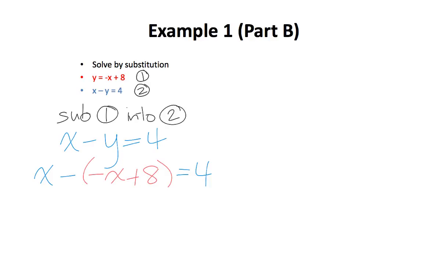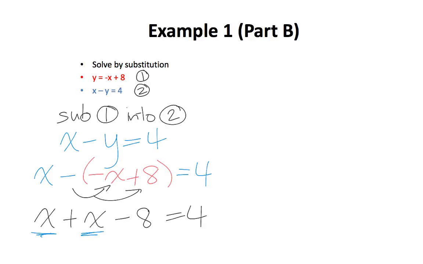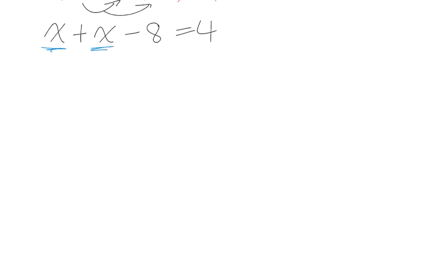If you have a number in front of a pair of brackets, you need to use the distributive property, which means I'm going to distribute a negative 1 to everything inside the brackets using multiplication. So negative 1 times negative x is positive x, and negative 1 times positive 8 is negative 8. Next, I'm going to collect like terms. x and x are like terms. Therefore, x plus x is 2x. The negative 8 stays the same, and the 4 stays the same.